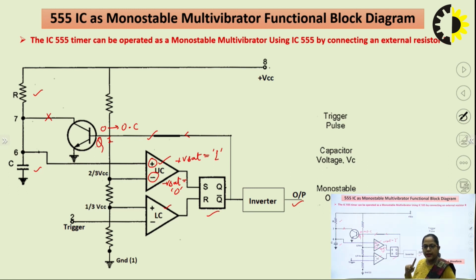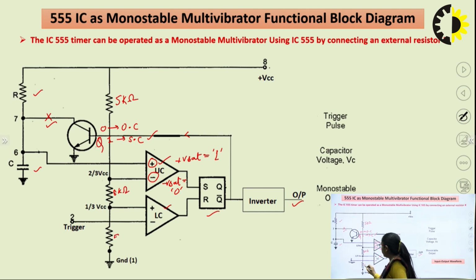If 1 is appearing at the base of transistor, what does it mean? It means high voltage. For this one, it will be in saturation mode and it will act like short circuit. So, when it is in short circuit operation, this path will be maintained. Fine. So, we have two comparators, one flip flop and one discharge transistor. Other than this, we are having 3 resistors of fixed 5 kilo ohm values, 5 kilo ohm, 5 kilo ohm and 5 kilo ohm.